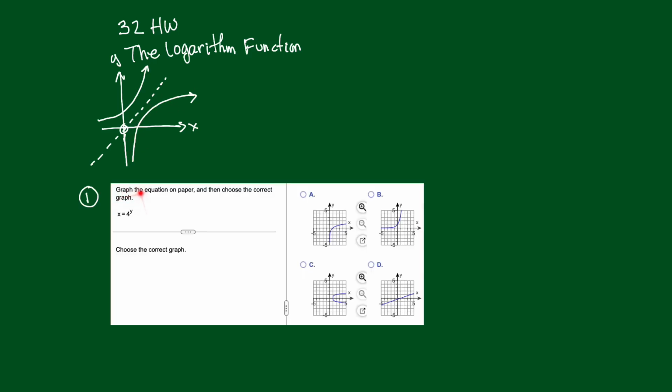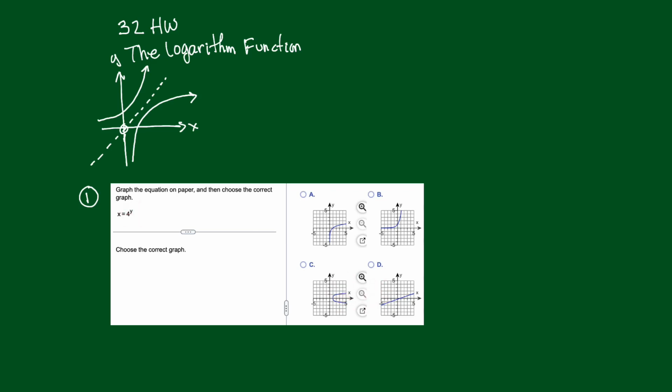Well, problem 1 here says to graph the equation on paper. Now, we're not going to actually graph these. We just want to be able to recognize the graph. Then choose the correct graph. All right, so is it this one, this one, this one, or this one? We'll look at the function that we have here.